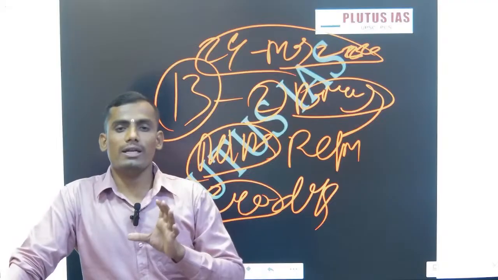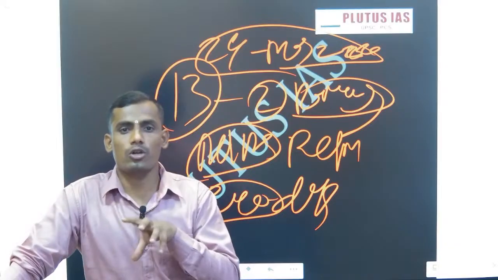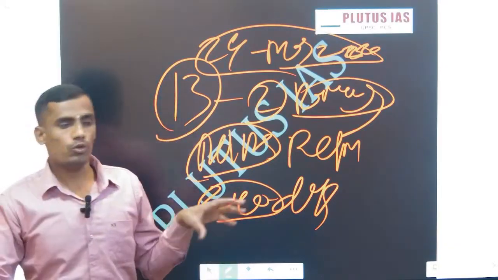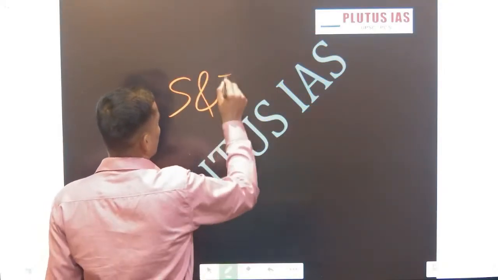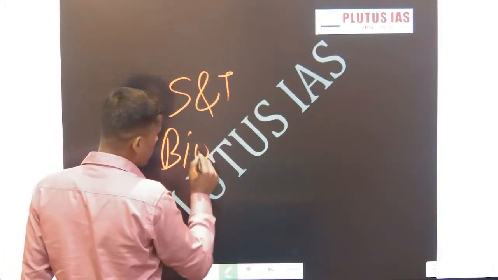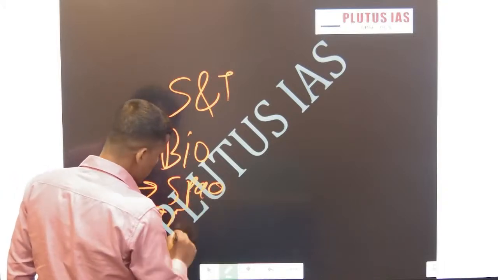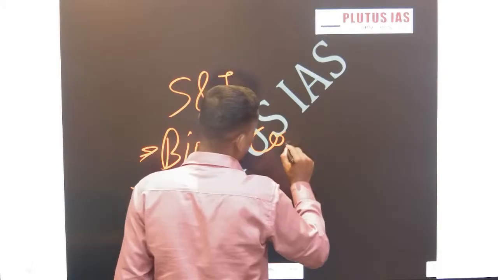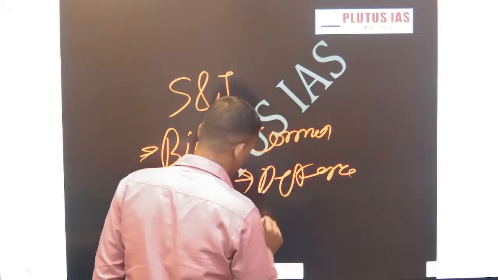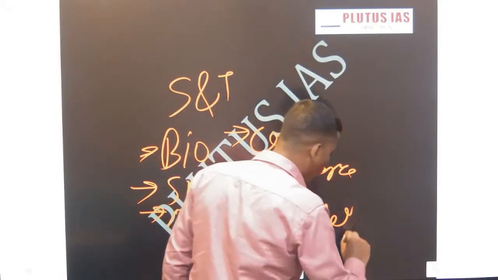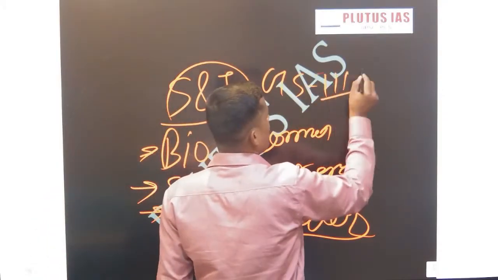Before that, you should understand what kind of questions UPSC is asking, particularly on science and technology topics. We have the GS3 syllabus. UPSC has directly given the particular dimensions: biotechnology, space technology, nanotechnology, communication technology, defense technology, and nuclear technology. These are the broader technologies mentioned in the GS3 syllabus under the science and technology head.